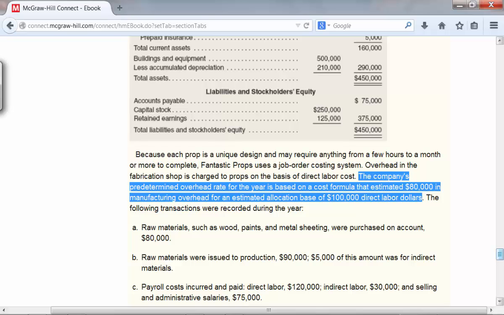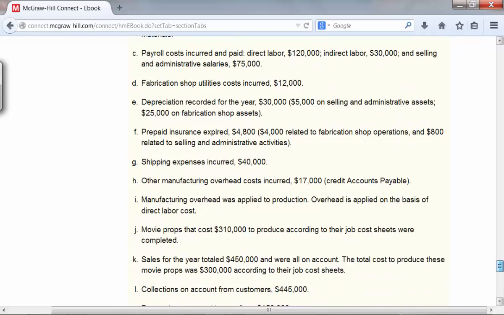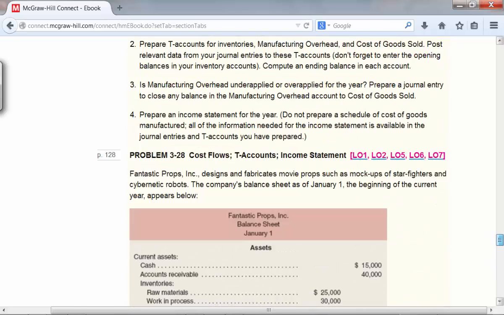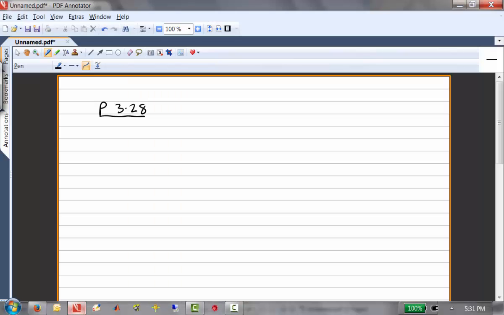And then we have a set of transactions that the company engages in during the year. So A through M. So what's required? First, we want to prepare a T account for each account on the company's balance sheet and enter the beginning balances. So that's the first thing. So for each of these accounts, we prepare a T account. So we can start with cash.